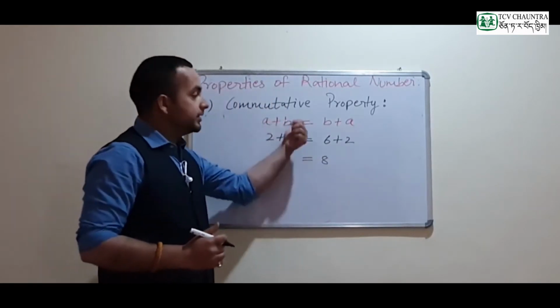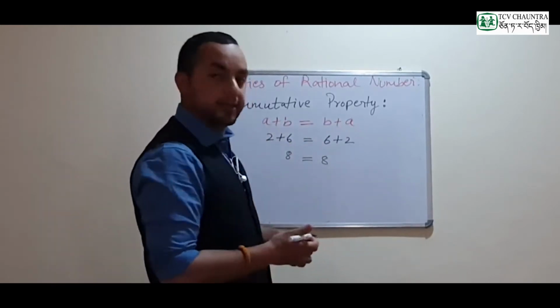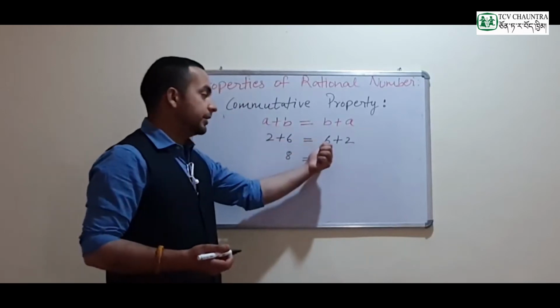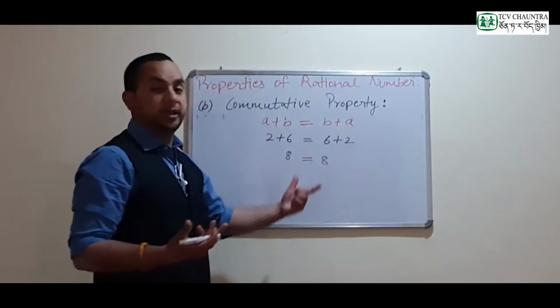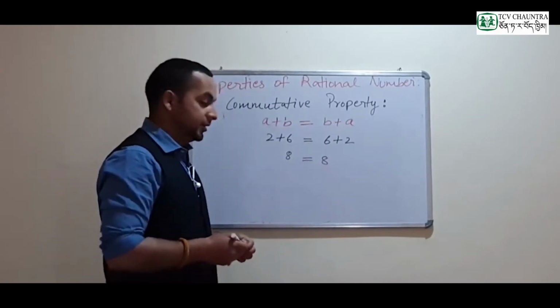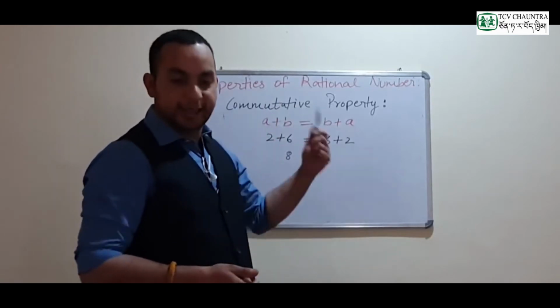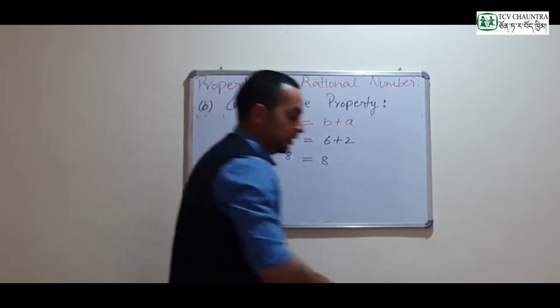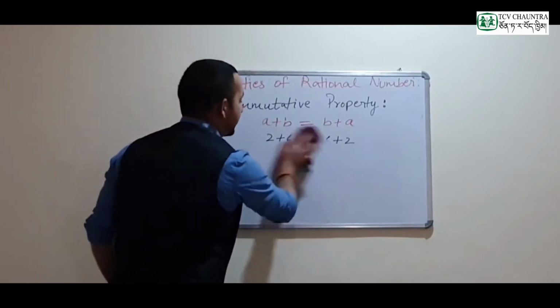A plus b is equal to b plus a, which means the left hand side and right hand side are both the same. 2 plus 6, and here you can write 6 plus 2. But in totality the answer is the same, that is 8 on both hand sides. So this is our general formula which we learned in class 7. Now we are going to learn the commutative property in rational number form.